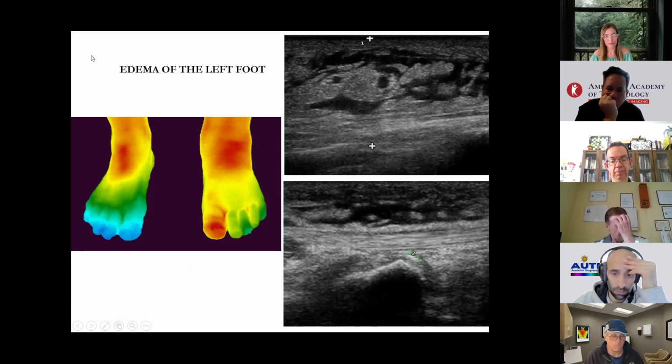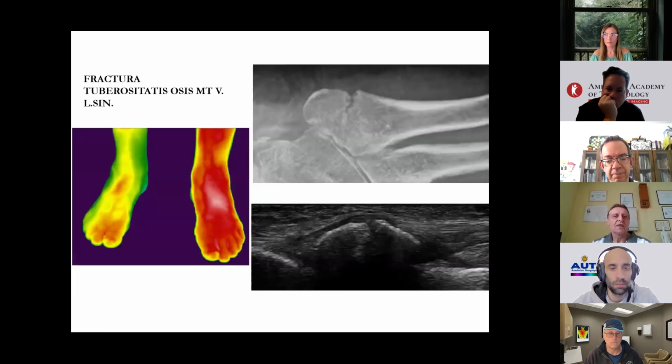In some cases, we sometimes found also decreased temperature activity in lymphedema. Not always is there increased temperature activity in lymphedema.